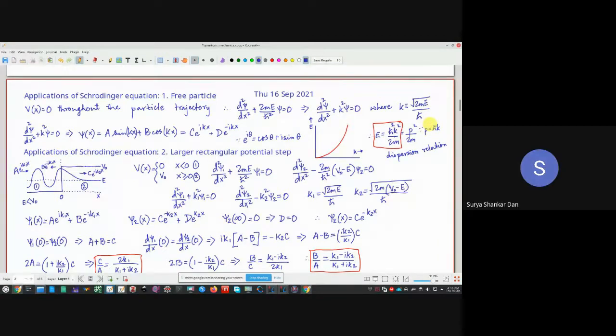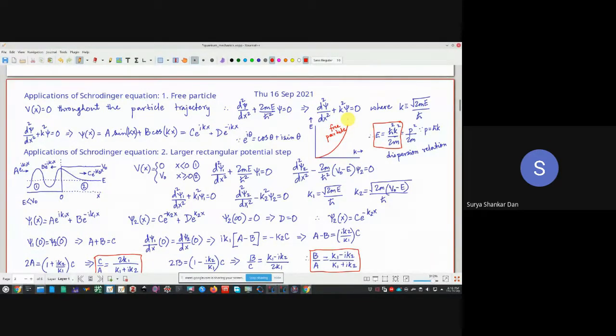So now once we have this relation, this red one is for the free particle. Now things will become complicated the moment we find a barrier. If there is no barrier, or even if there is a barrier but the energy of the particle is much larger than the barrier, then we can ignore the barrier with respect to the particle energy. So this red color is for the free particle.